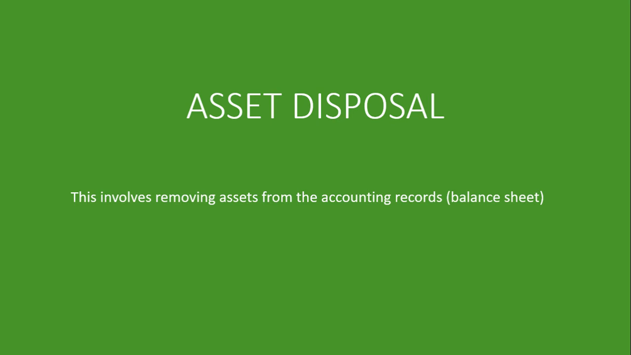Welcome to Counters. In this lesson, we'll be looking at asset disposal, mainly how to account for the disposal of a fixed asset. Asset disposal involves removing assets from the accounting records, that is the balance sheet. When an asset leaves our premises, when we get rid of it either by selling it, exchanging it for another asset, trading it in or giving it away, we also have to get rid of it from our books, and we do that using the asset disposal.